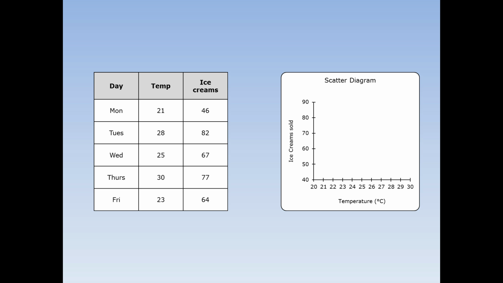Now for this scatter diagram, it does matter which way round the temperature and ice cream sold go. The thing that causes the other thing always goes on the x-axis, or the bottom one. Now if I'm selling ice creams, the higher the temperature, the more ice creams I'll sell. So the temperature causes how many ice creams I sell. So I put the temperature on the bottom and the ice cream sold on the side.